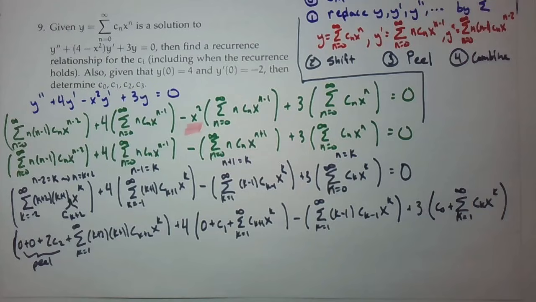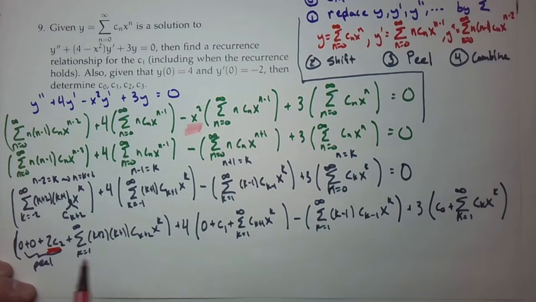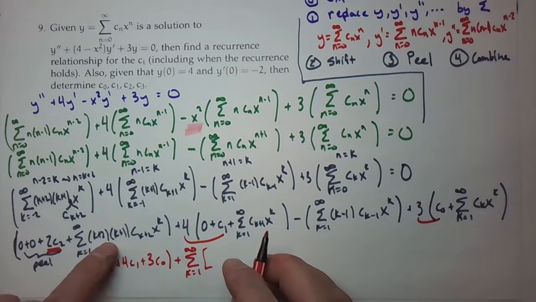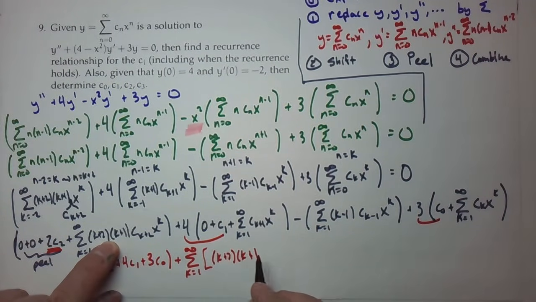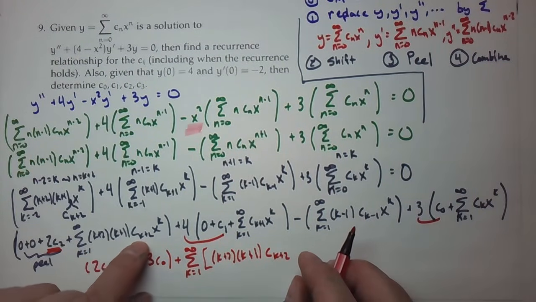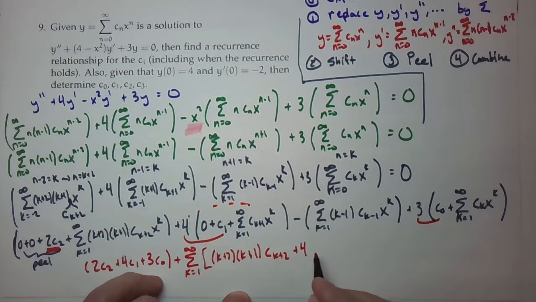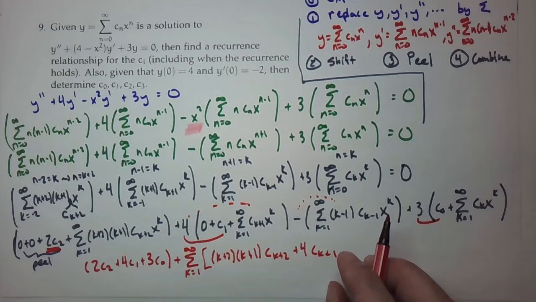So let's combine the stuff that doesn't go into the sum. We have the 2c2, the 4c1, and the 3c0. So 2c2 plus 4c1 plus 3c0. That's not part of our sum because it doesn't follow the same rules. Anything that you had to peel off has to be treated separately. Plus one sum. One sum to rule them all. And here we go. It starts as k plus 2 times k plus 1, c sub k plus 2. So we're grouping our coefficients. Here, don't forget the 4. So then we have plus 4 c sub k plus 1. Here, don't forget the minus. Did I forget something here?